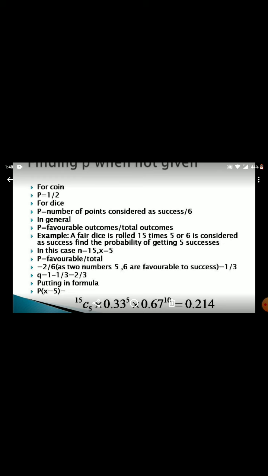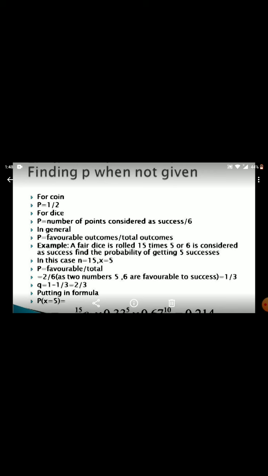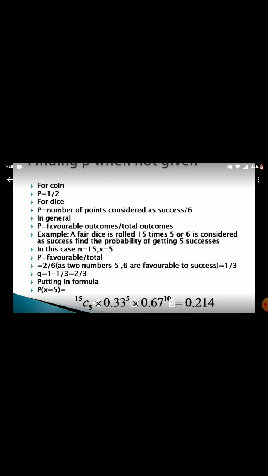2 by 6. In general, P is equal to favorable outcomes over total outcomes. Okay, now there is an example. A fair dice is rolled. I have already told you about the dice, that there are total possible outcomes 6.